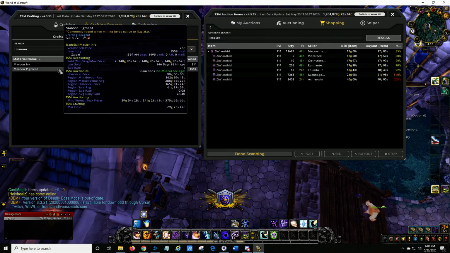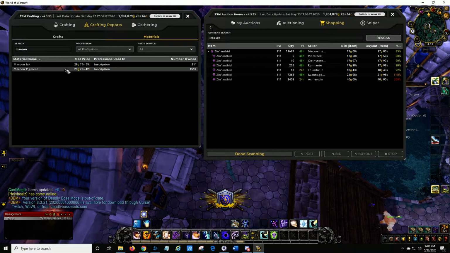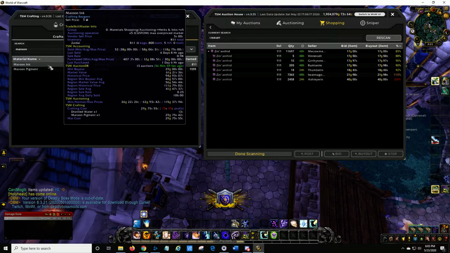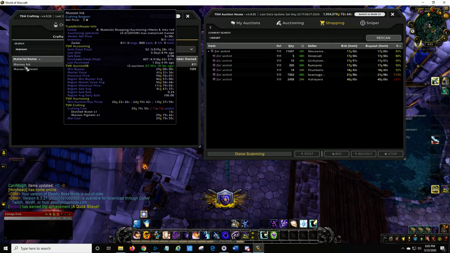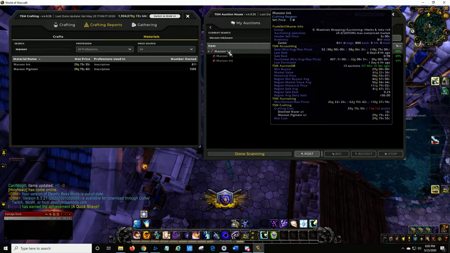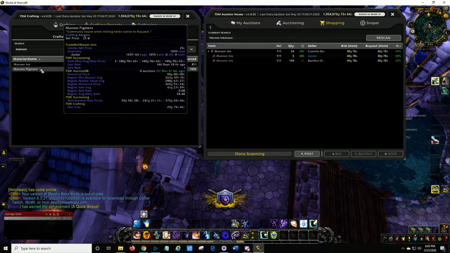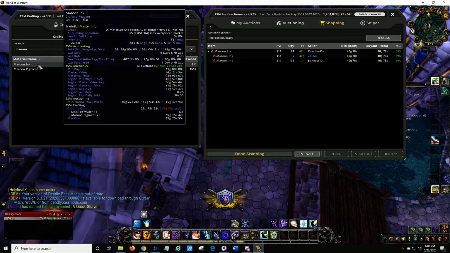So I've done this. I've come up with a cost for maroon pigment, which then means maroon ink is going to either be, you could maybe add in the average buy there, or what I have here is DB Market. You might want to add in something else here. But anyway, you make maroon ink with the distilled water and the maroon pigment.